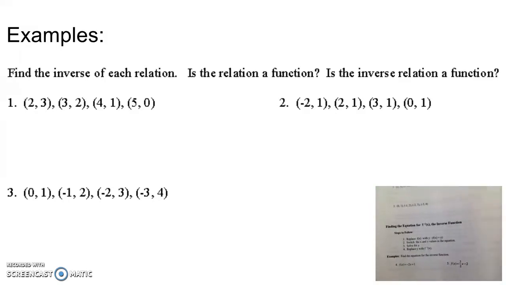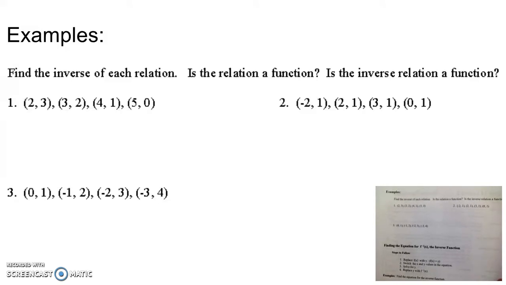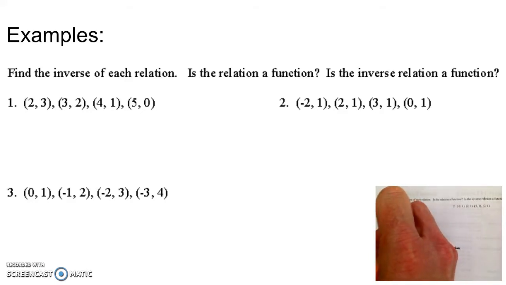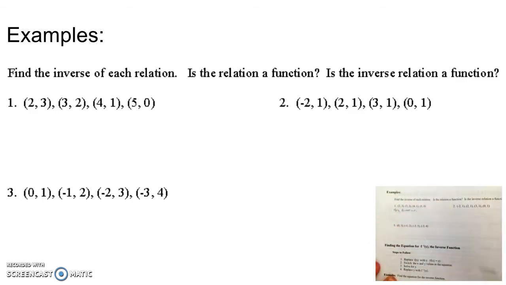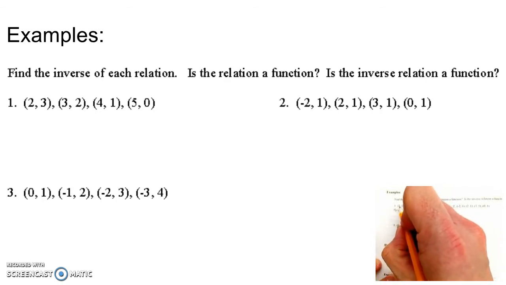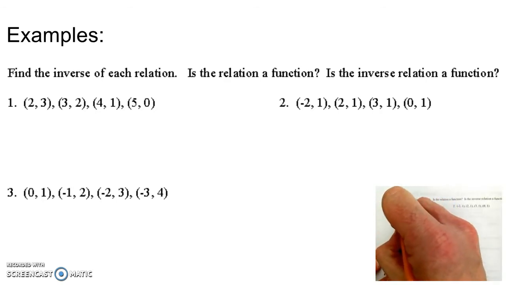So let's look at a couple of examples. We're given the relation (2, 3), (3, 2), (4, 1), (5, 0). So our first question, is this relation a function? Is there ever a case where the same x is paired with more than one y? And we can see that that's not the case. So now let's find the inverse. So I'm going to trade places. The x becomes the y and the y becomes the x.